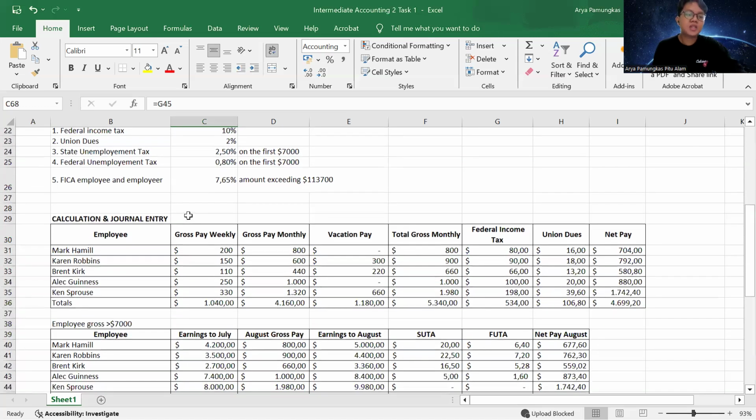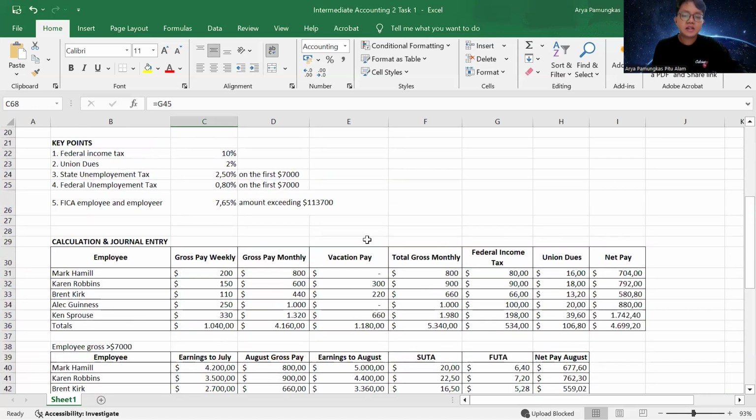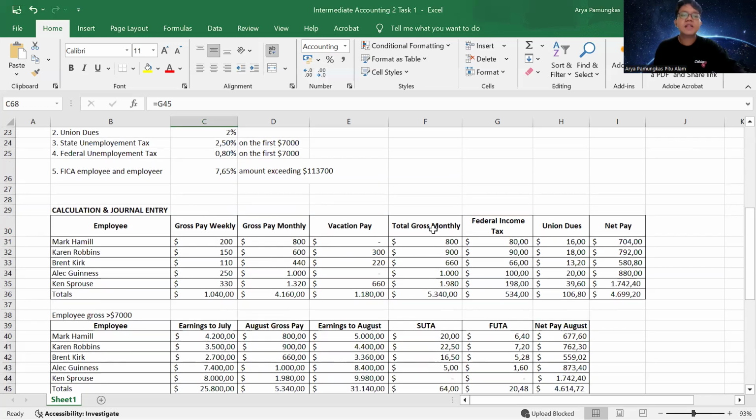So the first thing we have to do is calculate the total gross monthly, where we multiply the weekly gross pay by 4, assuming there are 4 weeks in the month. So the total gross monthly for Mark Hamill is $800, for Karen Robin is $900, for Brent Kirk is $660, for Alec Guinness is $1,000, and last for Ken Sprouse is $1,980.